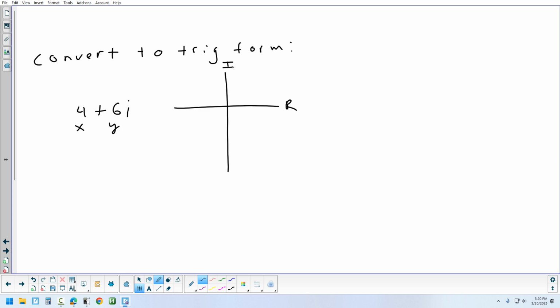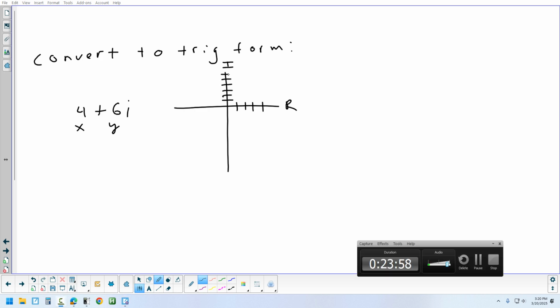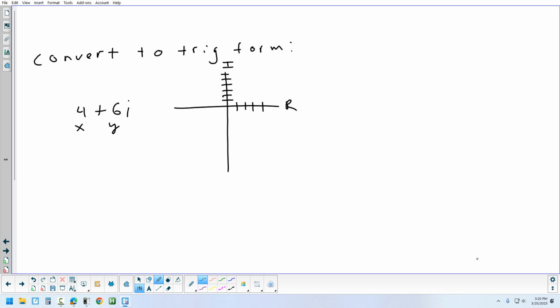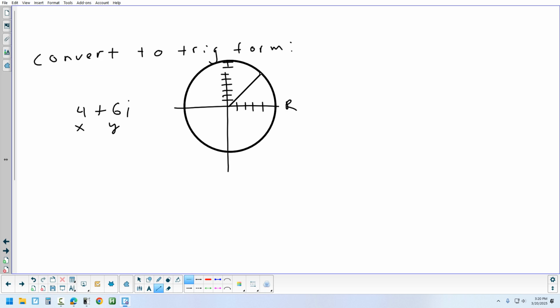Yep, I'd be in quadrant 1. So I would go 4 to the right and 6 up, which is quadrant 1. All right, now we have to find the radius. You want to pretend that that point is on a circle. How do you find the radius of the circle that that point is on?